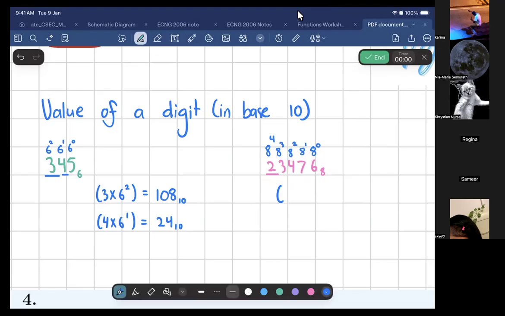So by that 2 being there, it's really 2 multiplied by 8 to the power 4. That's the value for it in base 10. And what would that give me?